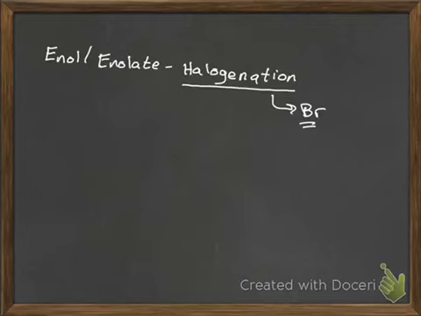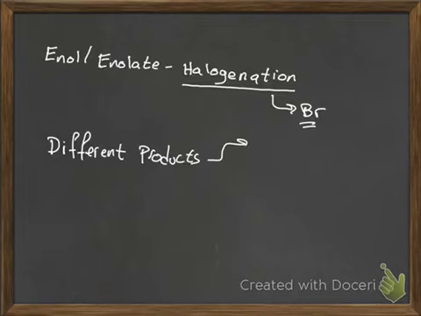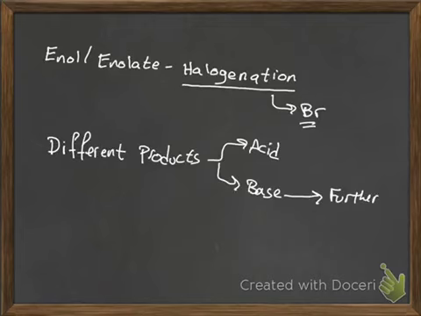You will get different products if you go with the acid pathway versus the base pathway. And then, if you keep going on the base pathway and you have a very specific structural feature, then you're going to get an even further reaction. But before we do that, let's take a look at how the bromination would work.